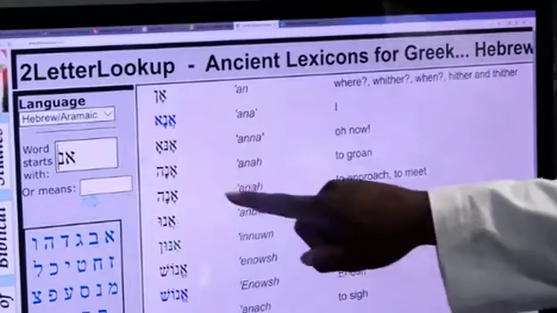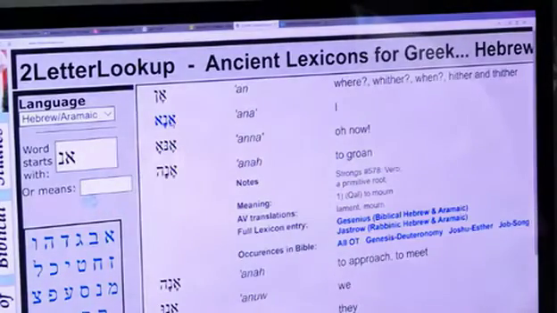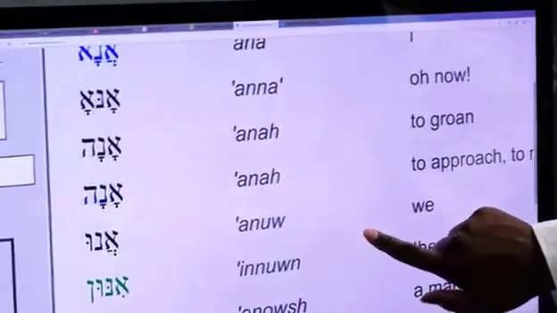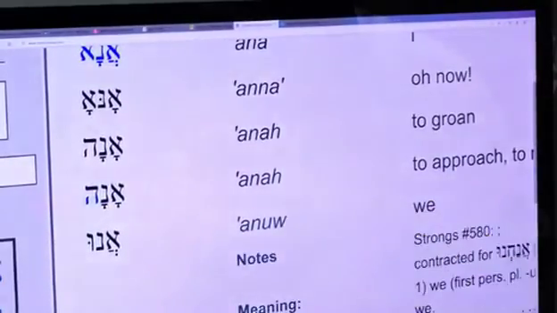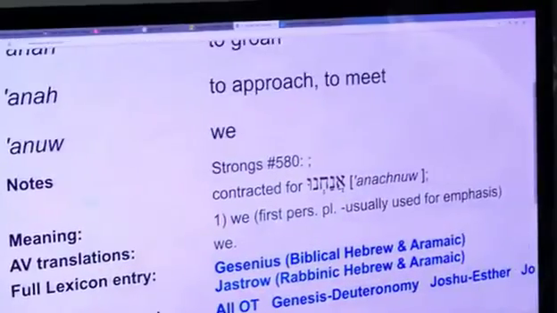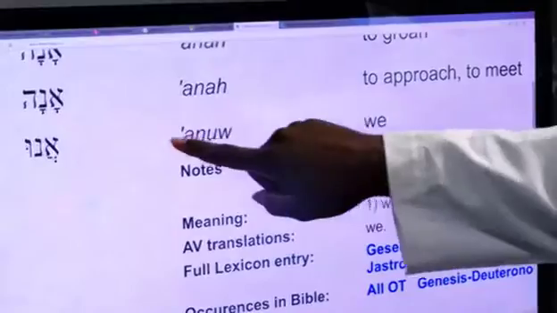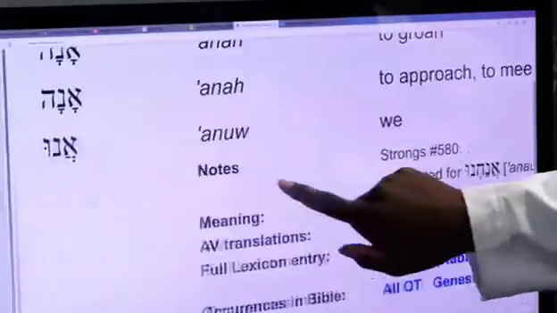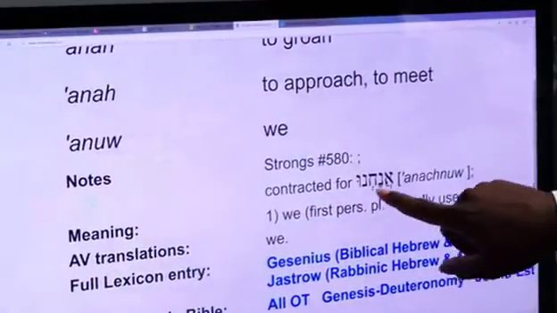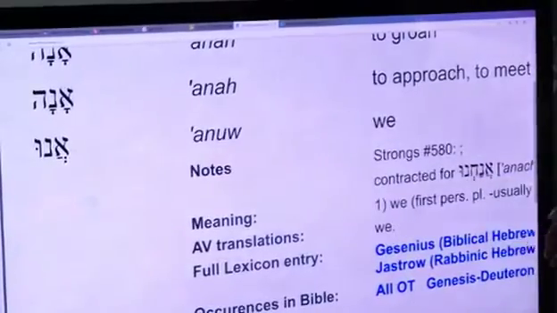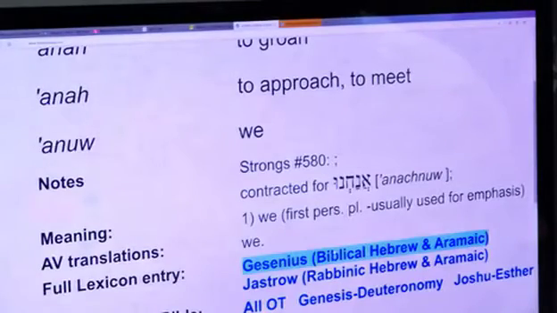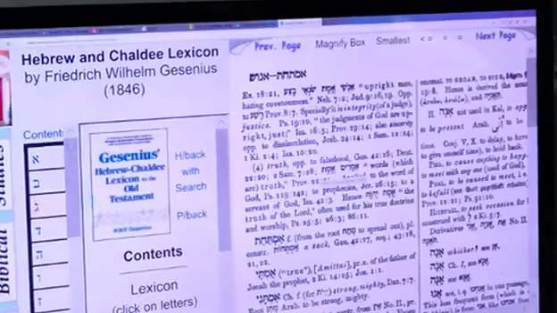Okay, so here we see it. We go to the two-letter lookup. We typed in our first two letters, alaf and nawan, and it comes up. You can see here, we. Let's see if they give us a scriptural example. Now it says here that anawa is contracted for anach nawa. So this is a contracted form of anach nawa. But as I mentioned earlier, both of these are pretty much the same word. Both translate as we. All right. So let's see if Gesenius gives us a scripture we can go to for an example.